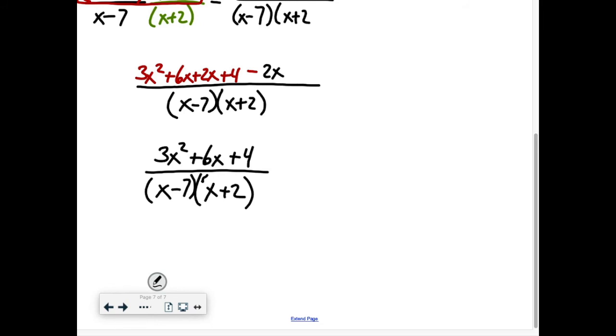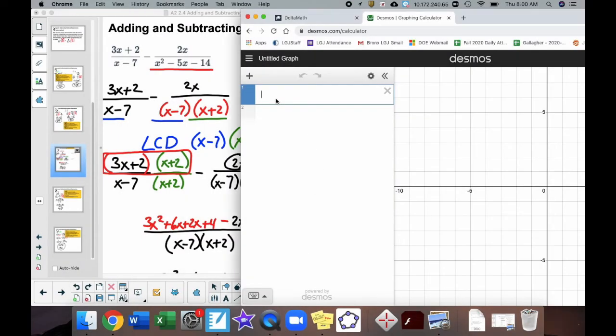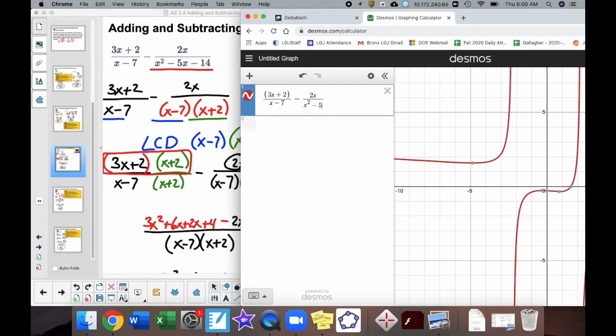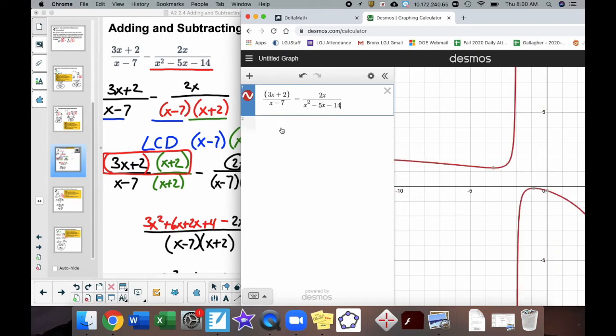There's no GCF in the numerator. Even if I were to break that up by grouping, there's no factors of the 3 times 4, so the 12, that would add up to 6. So we're just going to leave it. We're done. Real quickly, check your work using Desmos. Again, it's always nice to walk away from this knowing that you're right. So I'm going to do 3x plus 2 over x minus 7 minus, put another fraction in, 2x over x squared minus 5x minus 14.